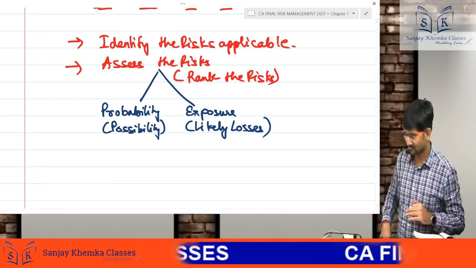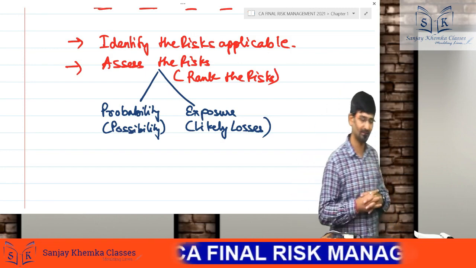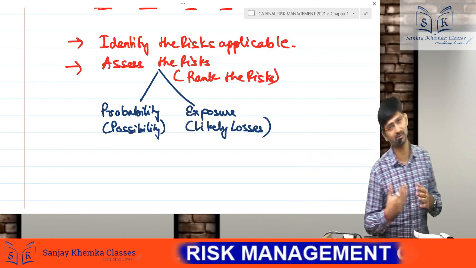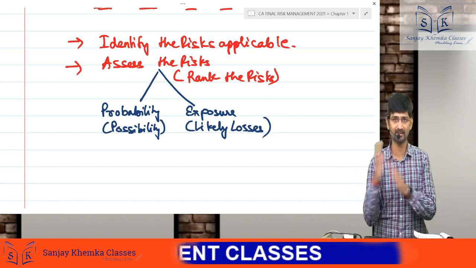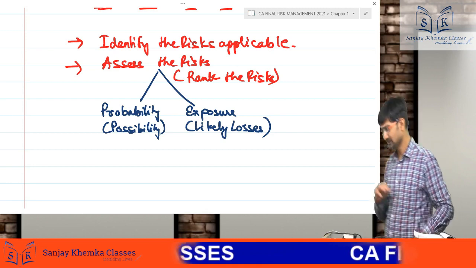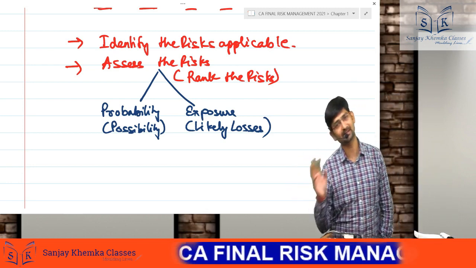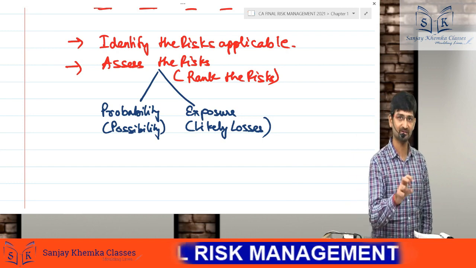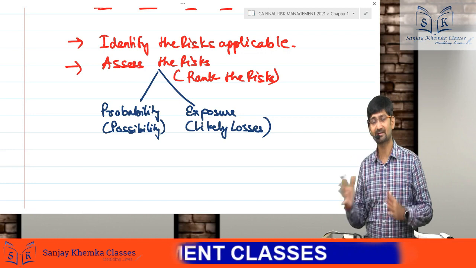We will assess the risk based upon two parameters: the probability of this happening and the likely exposures, the losses that I would face if the risk materializes. Probability, exposures. Okay. Now, the probability of the risk materializing and the likely losses, exposures that I would face if the risk materializes. That's how I assess the risk. That's how I rank the risks.